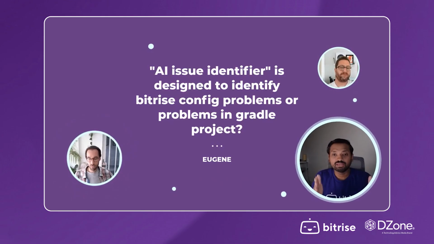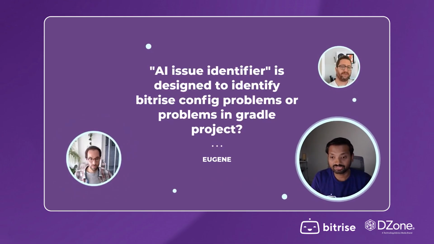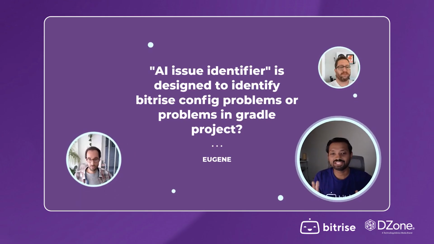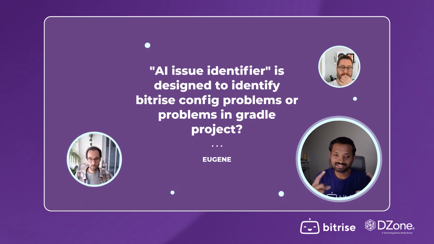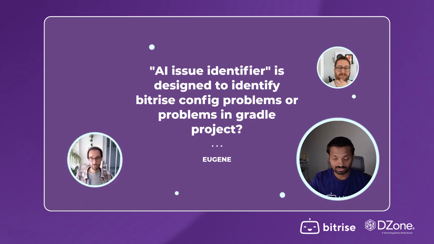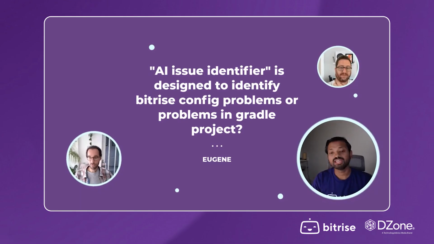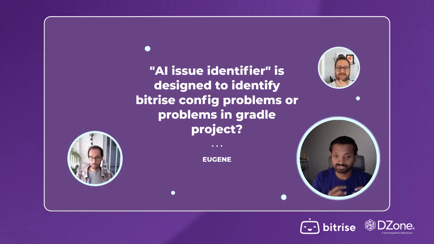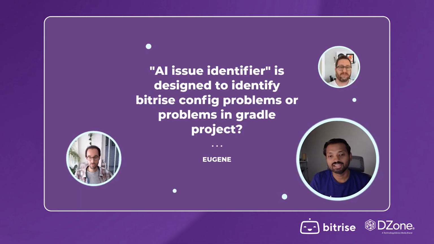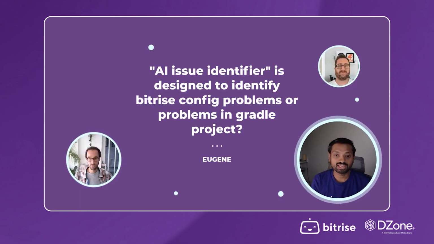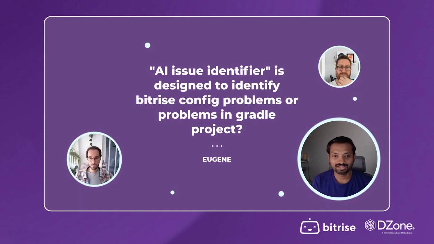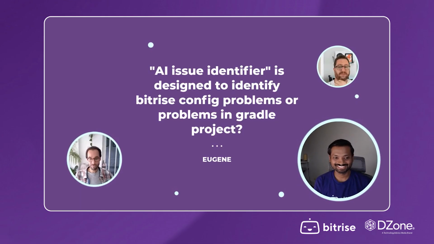It will identify, because the step has access to the code, the logs, and the config file, it can identify the problem wherever it is and suggest the solution. Right now, we stop at suggesting the solution, and soon we'll have the ability to fix that as well, where you'll have a fix it button, and then you can run it. And then Bitrise will try and fix the problem, run the tests again, and if it works, create a PR. I hope that answered the question.